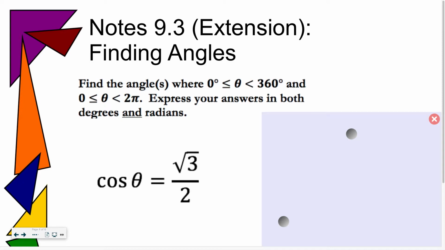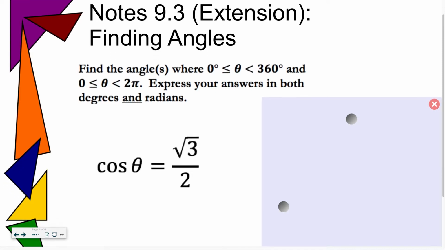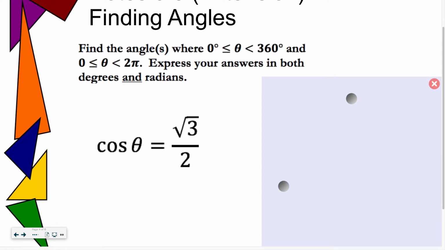So this is going to be a great way for you to get familiar with which degrees and radians go together. So the cosine of theta is equal to square root 3 over 2. Cosine of theta is equal to square root 3 over 2. I'd be thinking like this. There's 4 quadrants, right?